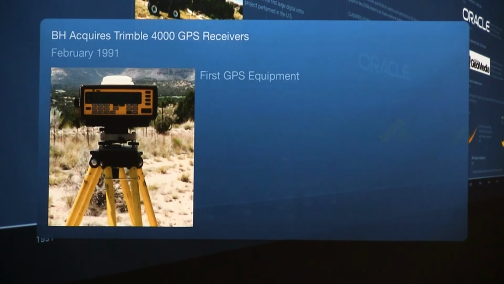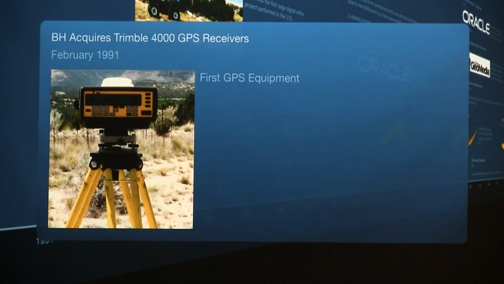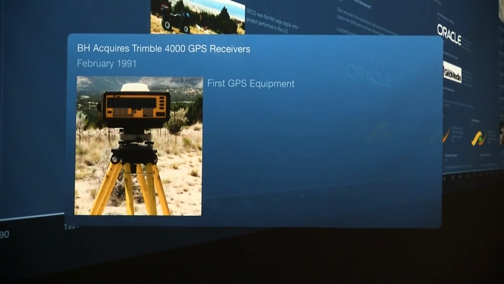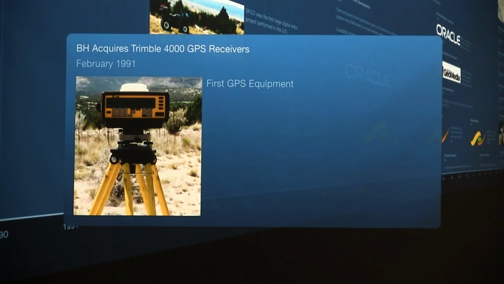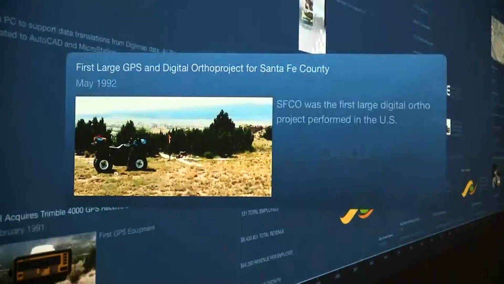'91, we got our first GPS receivers. This really changed the way we did work in the field. It was very labor intensive to do field surveys, and when this technology came about, it changed how we did things. We could do lots more work like we do today. Right now, sometimes we'll have two-person crews, mostly for safety reasons, really, not for production. And we do all our work with one-person survey crews. This was the beginning of that for us in 1991.